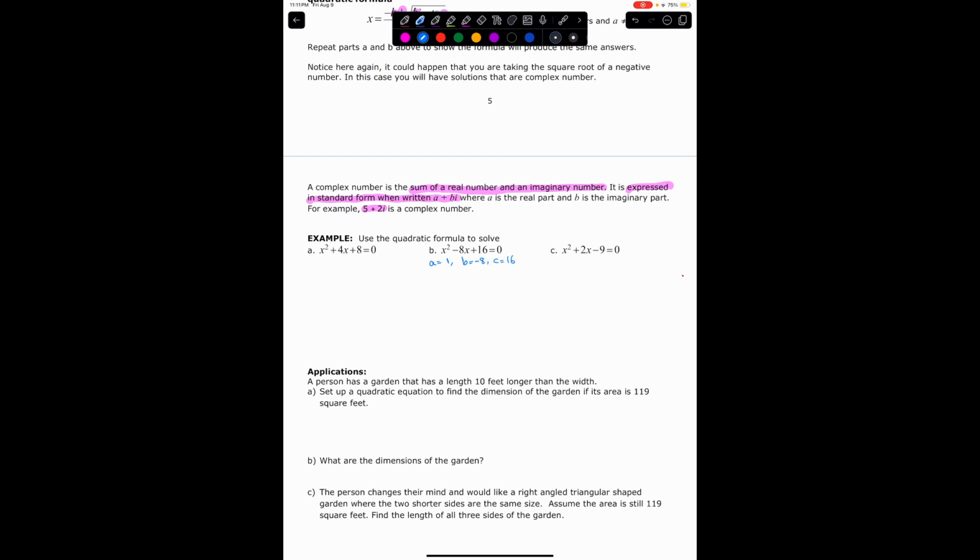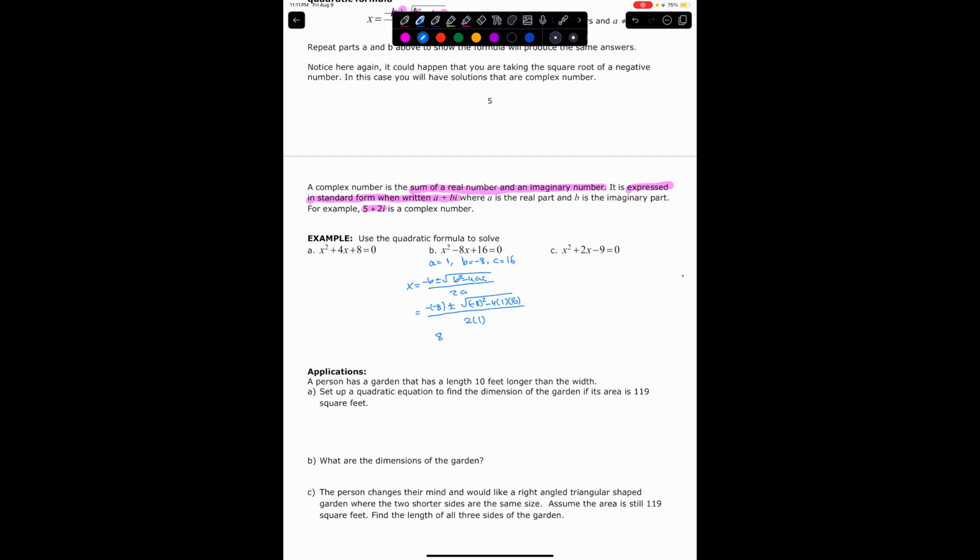To use the quadratic formula, we write x equals negative b plus or minus square root of b squared minus 4ac divided by 2a, which equals, b is negative 8, so negative 8 plus or minus square root of negative 8 squared. Make sure you square the negative as well. Minus 4 times a times c divided by 2 times a. So I removed every letter and I replaced it with the value.